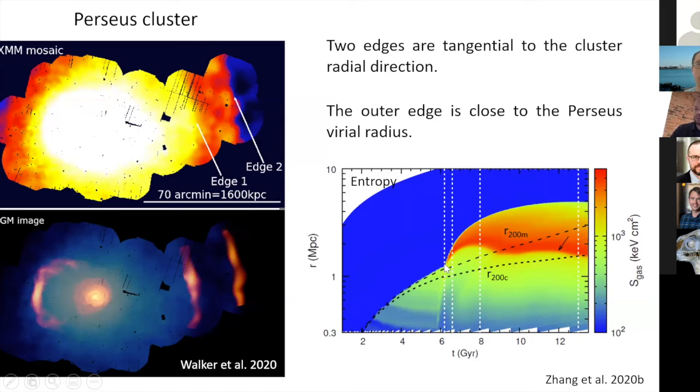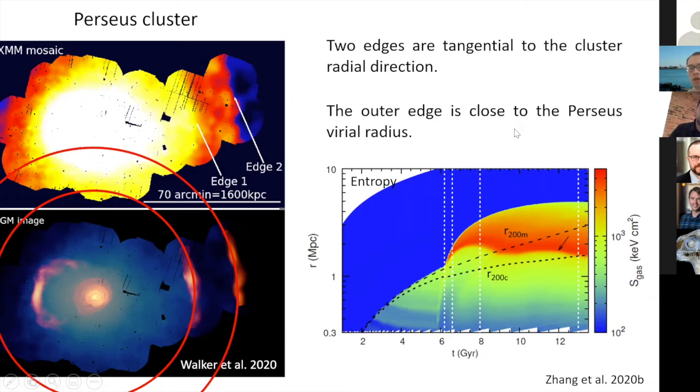There are two interesting points that make our scenario attractive. One is that both of these two edges are mostly tangential to the cluster radial direction. So here, for a more clear view, I overlay two circles here. And another interesting feature is that the outer edge is close to the Perseus virial radius. Actually, these two points are both a natural outcome of our shock collision scenario. And this is the explanation for the outer edge. The inner edge could be either a rarefaction formed in the shock-accretion, or it could be another contact discontinuity formed in a past merger event.